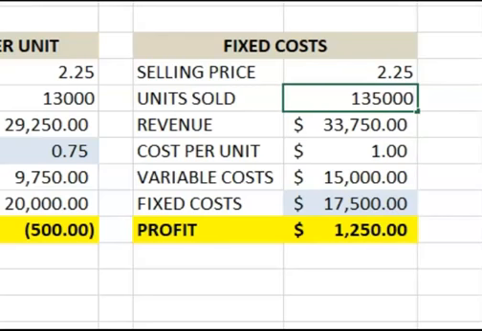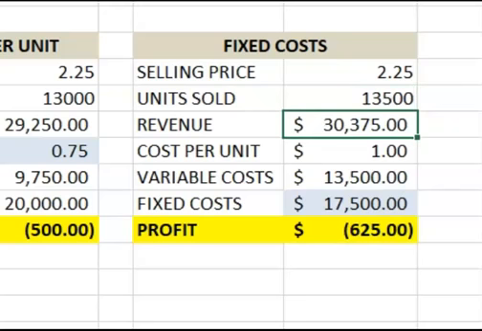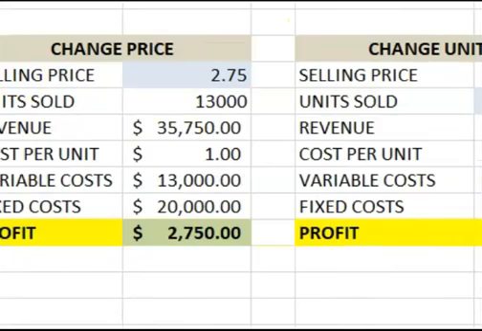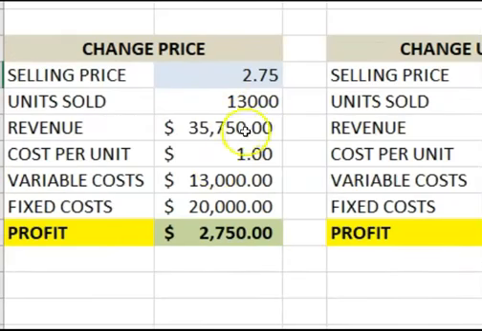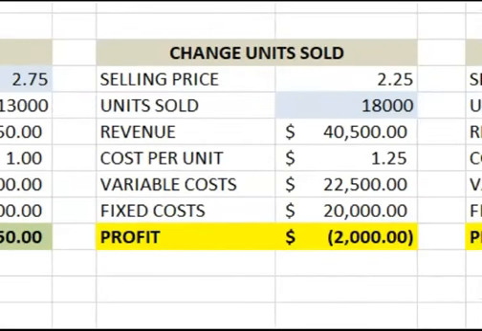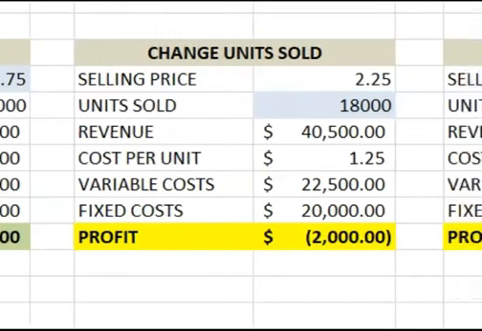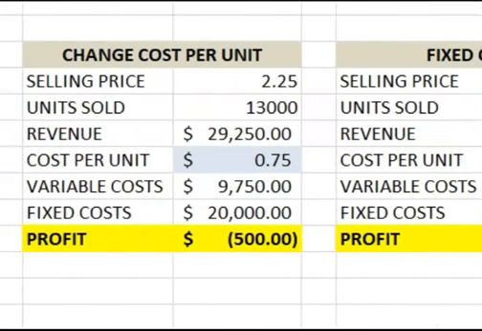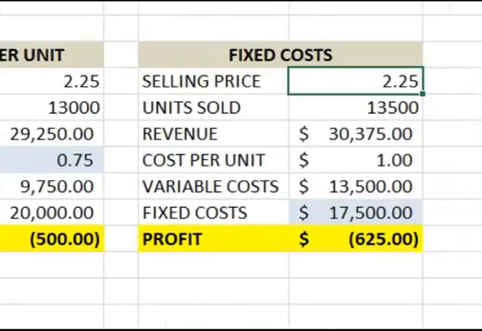Maybe my units sold. I'm not selling as much. So basically, you can play with this. I call this my what-if analysis, but you've got multiple things you can do when you're evaluating a particular product. Change the price and see what that does. I can try to get the units sold to go up. That might cost me more. I might change the cost, my variable cost per unit, or I could try to manipulate my fixed cost.